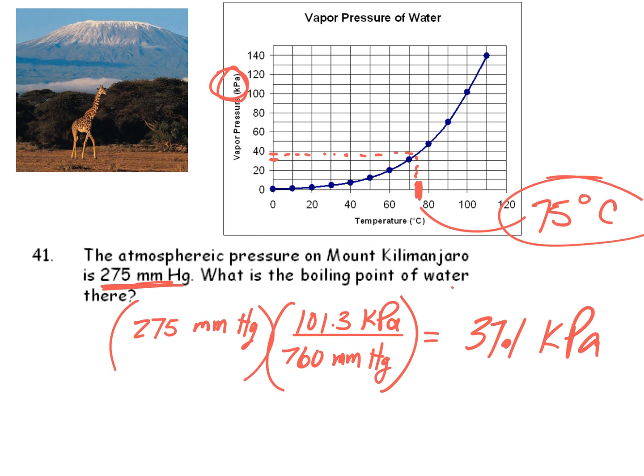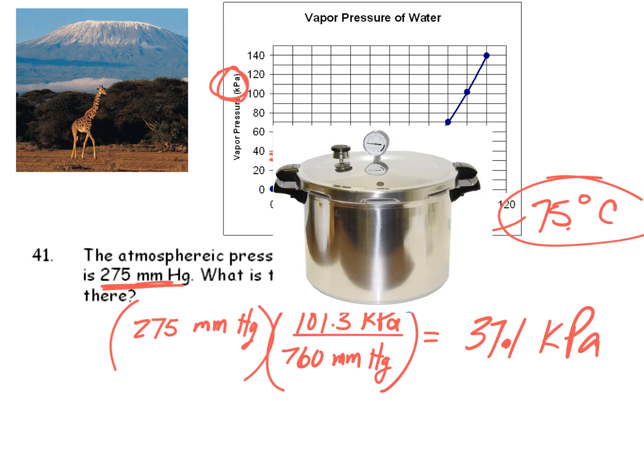So people that live at high altitudes often will have a pressure cooker, because if you try to cook something like spaghetti at a low temperature like that, it's going to take a long time. It might not even cook. So a lot of times people that live at high altitudes actually have a pressure cooker because it increases the boiling temperature of water. All right, thank you.